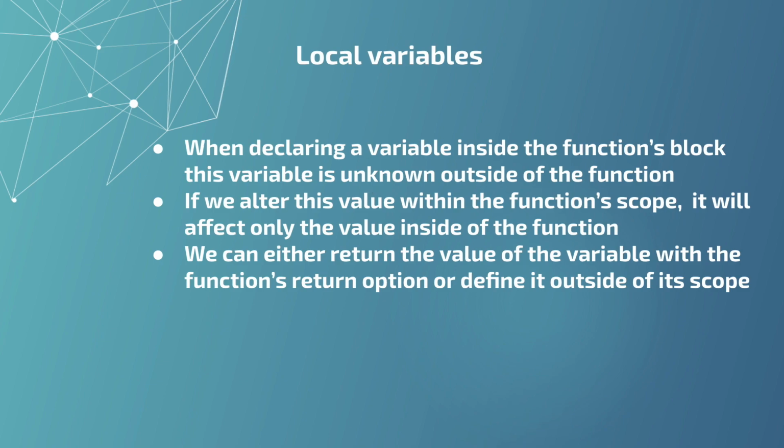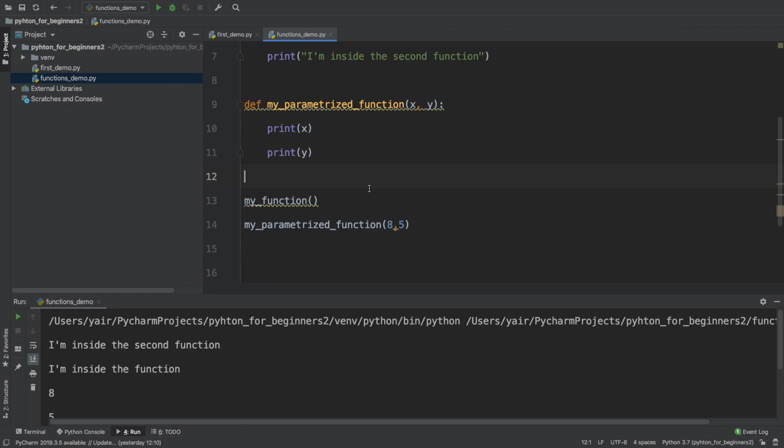Local and global variables. When we declare a variable inside a function block, this variable is unknown outside of the function. If you alter this value within the function scope, it will affect only the value inside of the function. We can either return the value of the variable with the function return option or define it outside of its scope. Okay, so we said before that a function can return a value. I want to show you something. Here I've sent this x and y to the function.